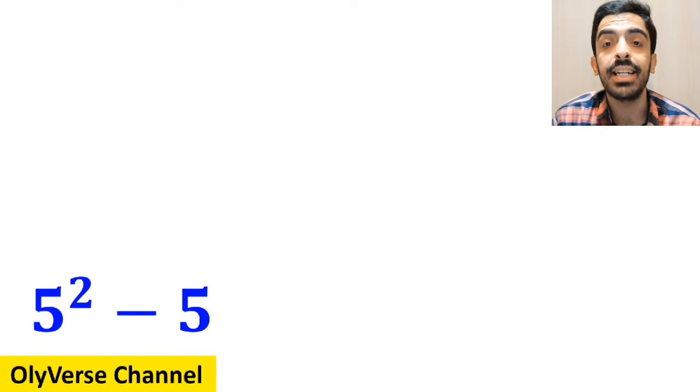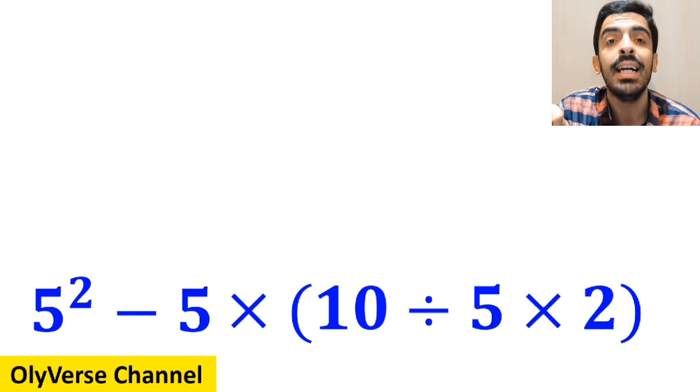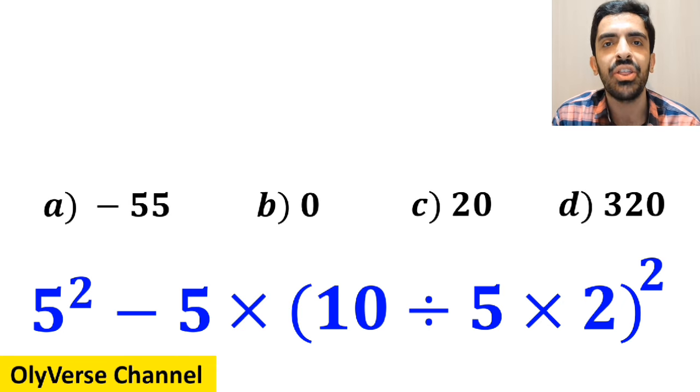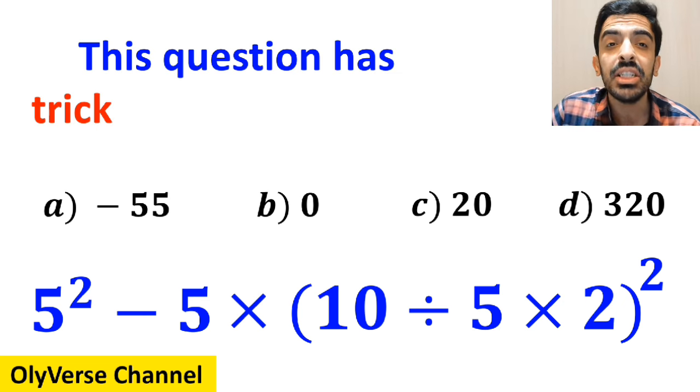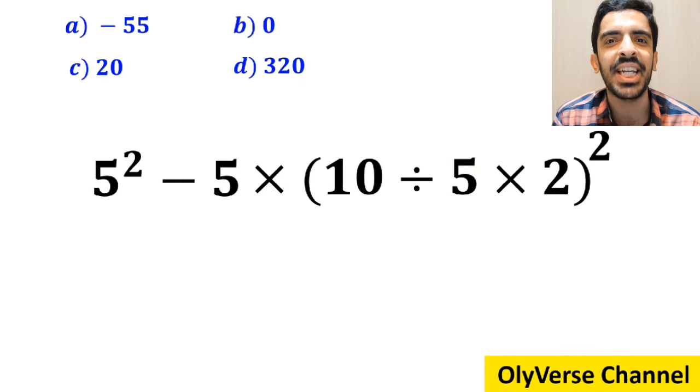What is the value of the expression 5 squared minus 5 times (10 divided by 5 times 2) all squared? Which option do you think is the correct answer to this question? This expression has tricked 99% of people. Let's go step by step and solve it together.